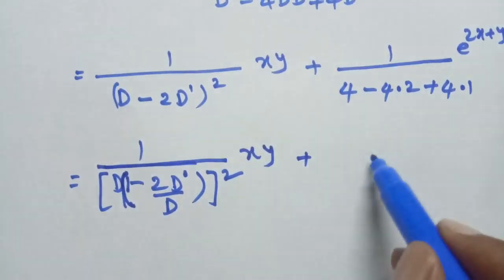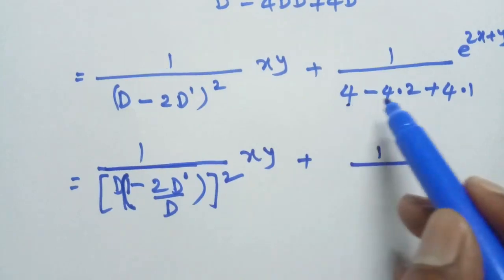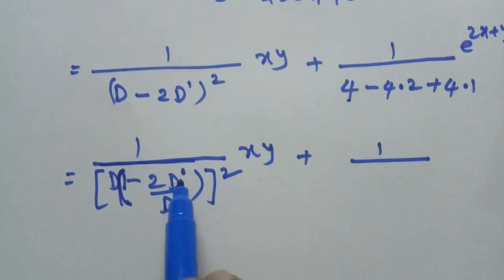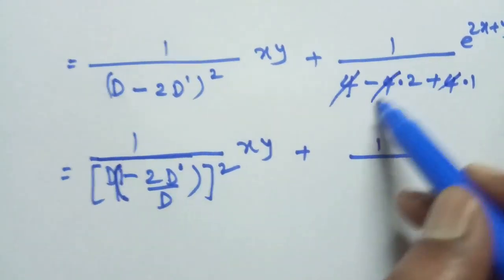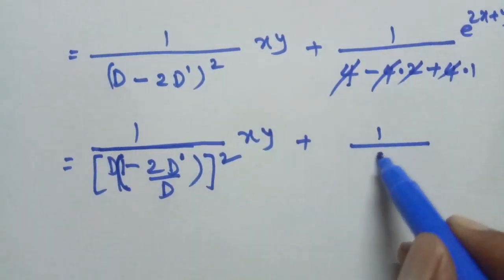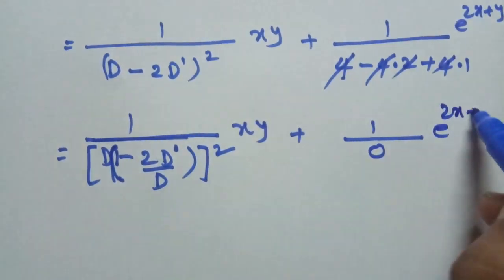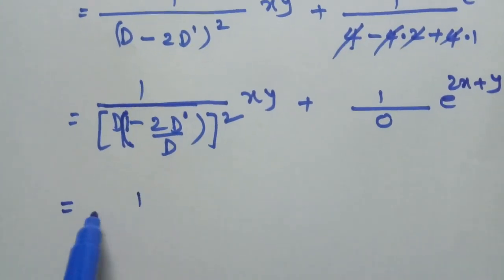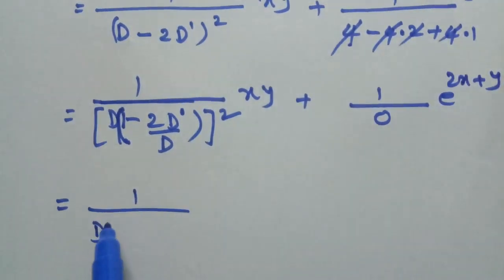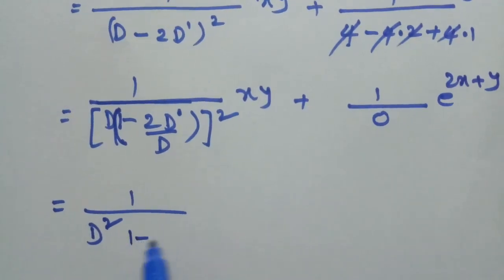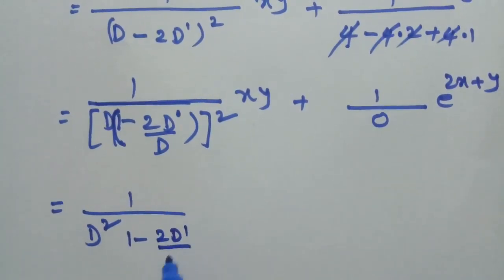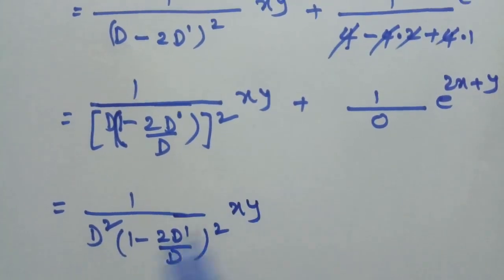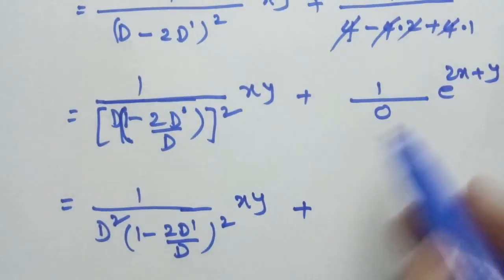So this is 4 plus 4, 8, minus 8. Therefore this becomes 0: 1 by 0 into e^(2x+y). That means the denominator is 0. Therefore the particular integral can be written as 1 by D² into (1 minus 2D'/D)^(-2) into xy, plus 1 by 0.